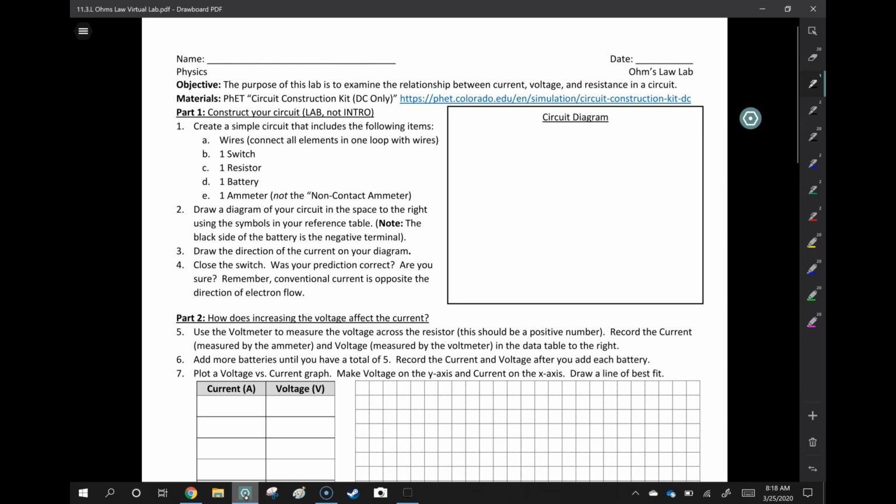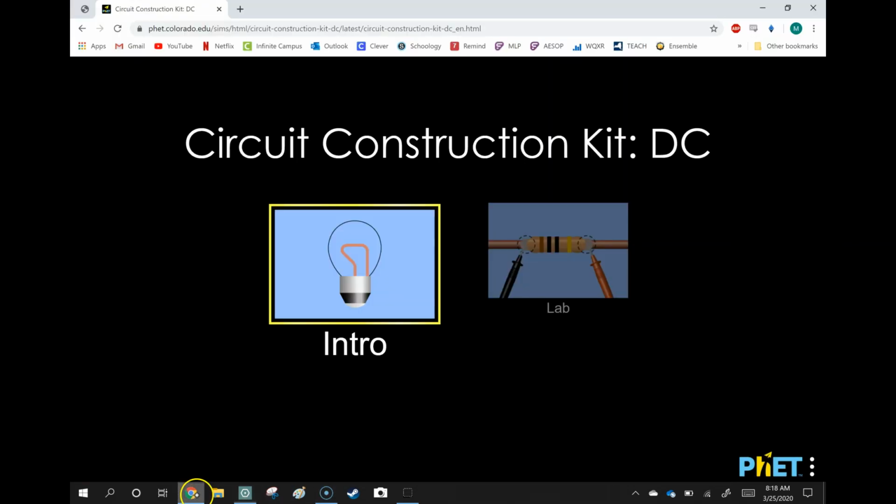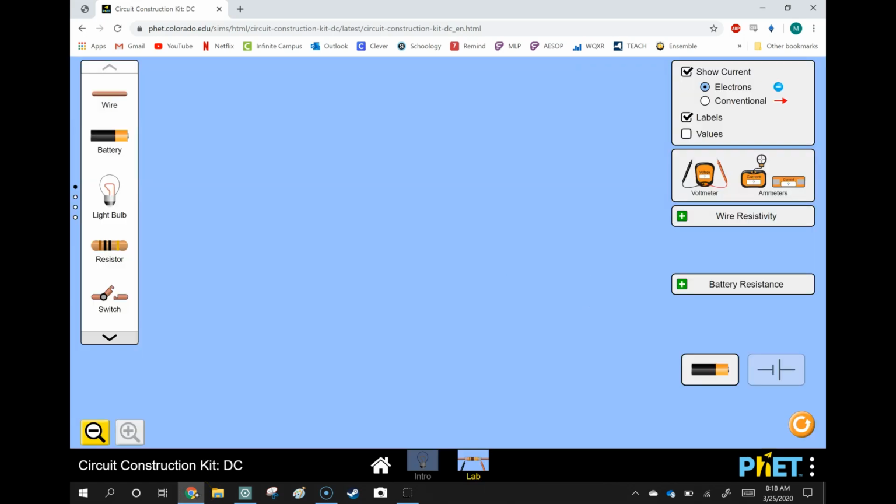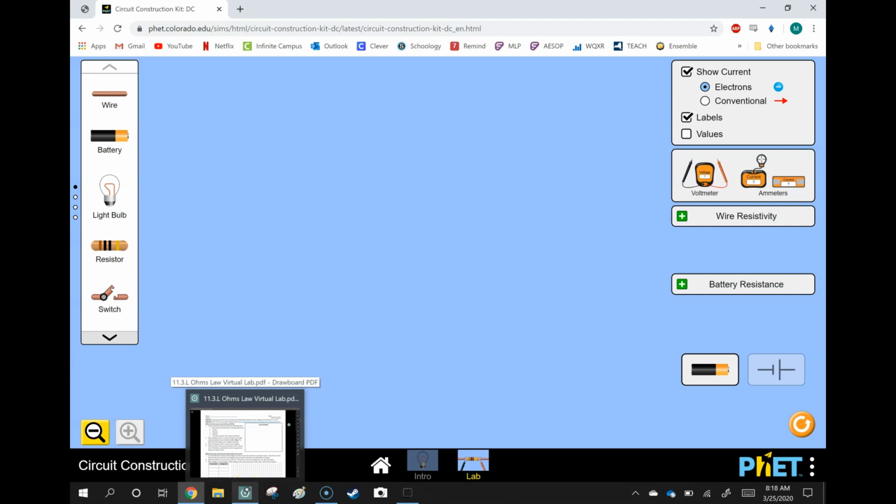Then it says in part one, lab, not intro. Again, all the instructions are very condensed. I made this lab to fit on two sheets, and I had to condense a lot of information in here. So you're going to click on the lab. It looks like it's hidden in that little thing, but everything's important on the sheet. You've got to read carefully. All right, so now this is what the interface looks like.